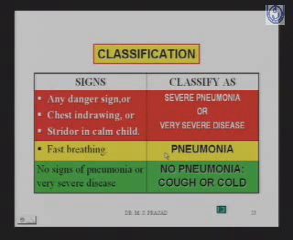If fast breathing is present, then the classification is pneumonia. And if there are no signs of either pink or yellow, you come down, and then the classification is very simple. It is no pneumonia, cough or cold. So the classification of cough or difficult breathing is very simple.